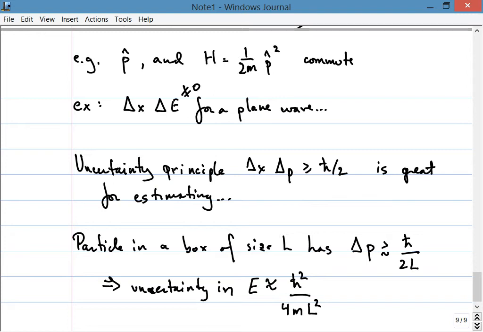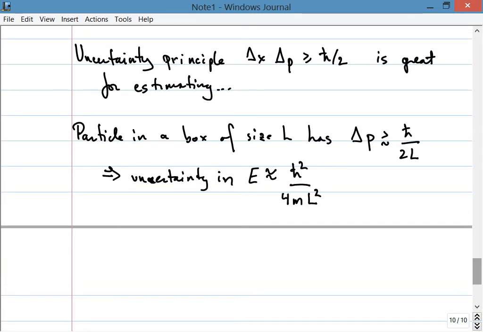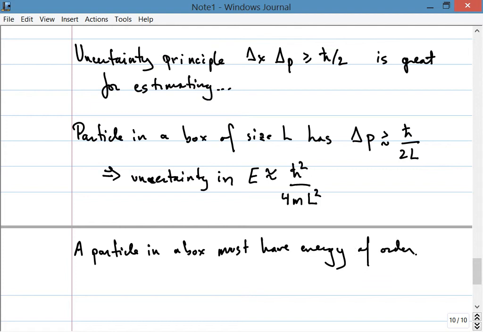So what that means is that if you put a particle in a box, it can't have zero energy. The definition of the word box means that the particle's location has been specified to an amount of size L, the size of the box. And so simply the statement that a particle is in a box means that it can't have zero energy. A particle in a box must have some minimum energy. And this uncertainty principle allows us to, at the very least, estimate that energy. And that energy must be of order h bar squared over m L squared.